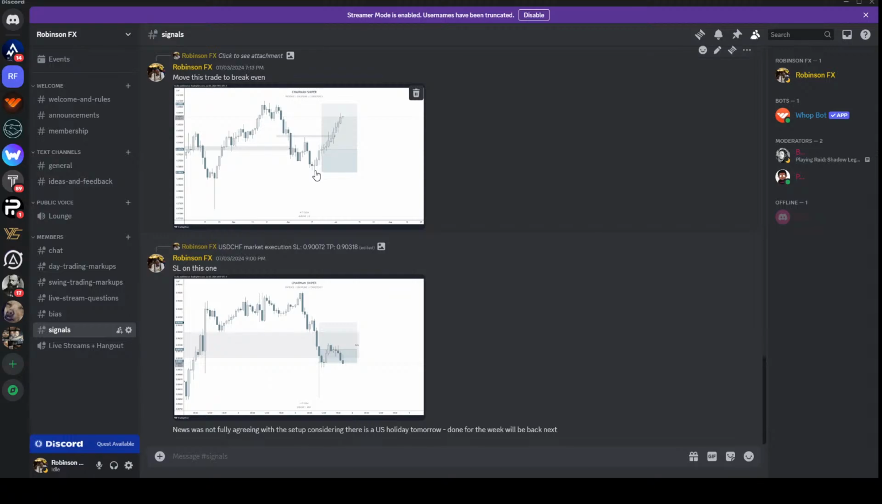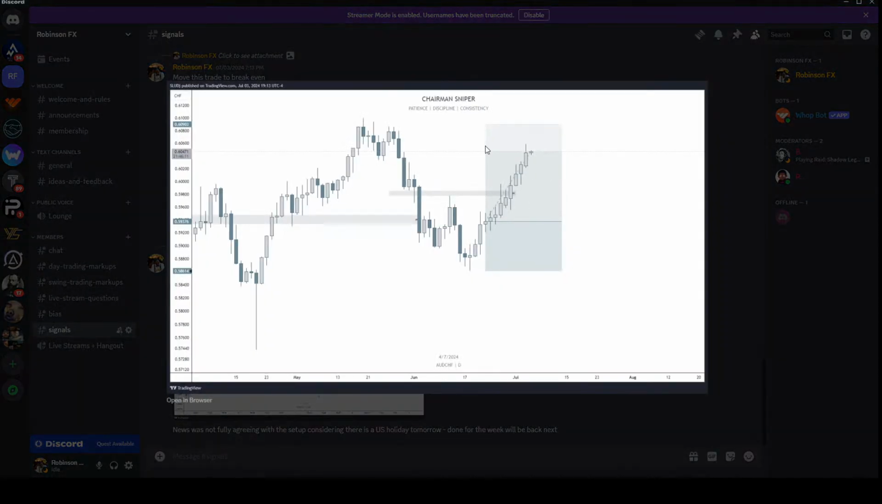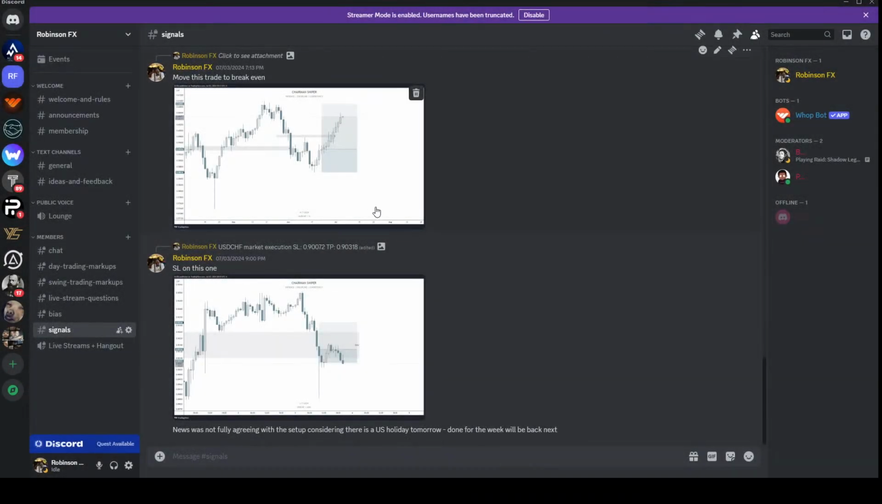As for the AUD CHF trade, which we've been in since last week, this trade is very close to TP. So I requested that everyone move the trade to break even. So if you're in that trade, that's really good. If you're not, we're gonna see what we can do for this week.